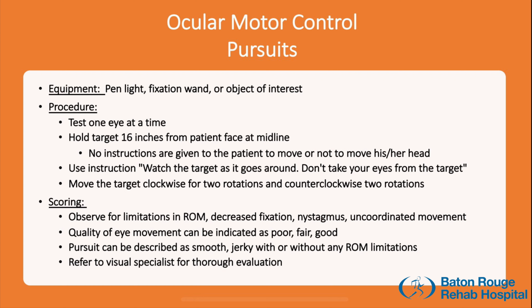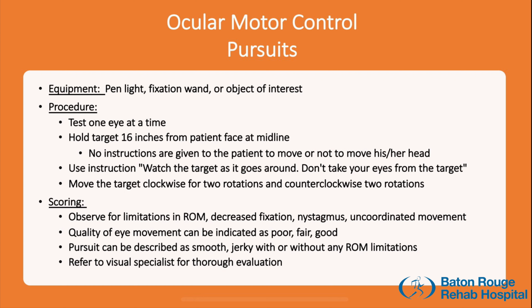The next ocular motor skill we will assess are pursuits. Smooth pursuits are eye movements that allow us to keep an image steady on the retina when following a moving target, such as when we are watching a football player run across the field. These movements are slow and are essentially the motor expression of attention.